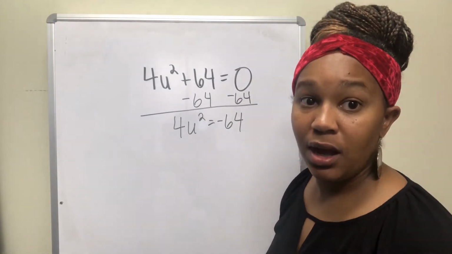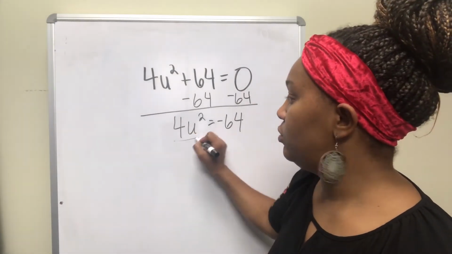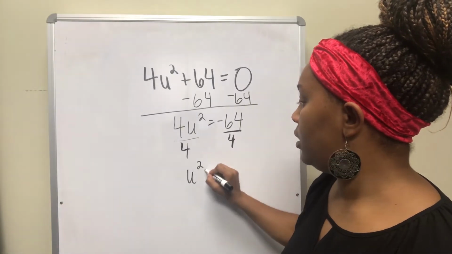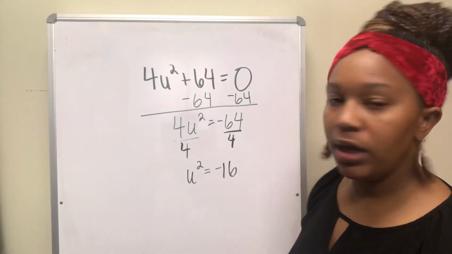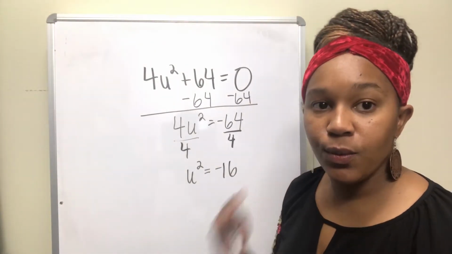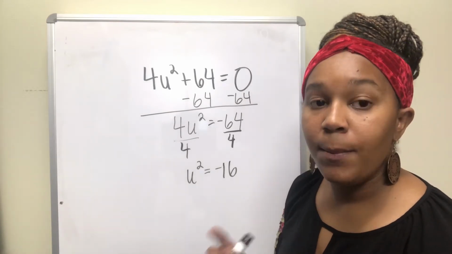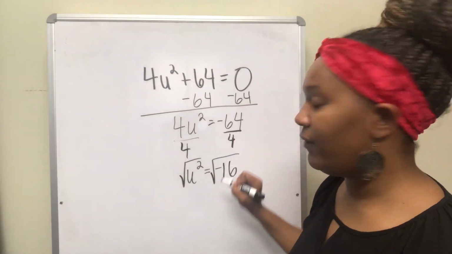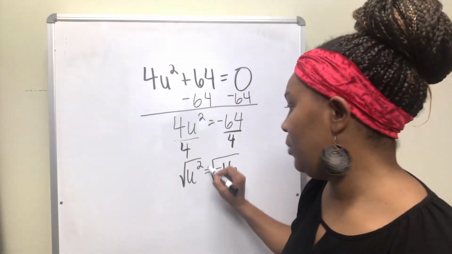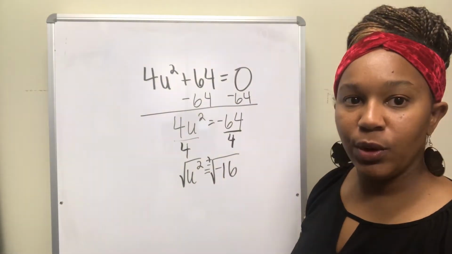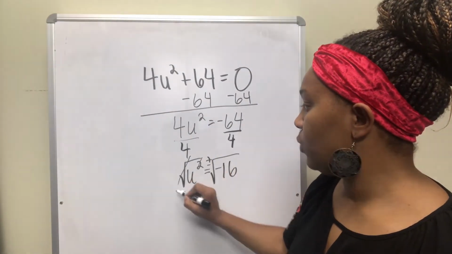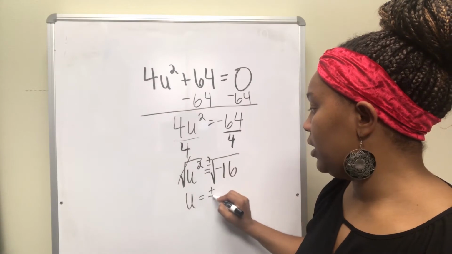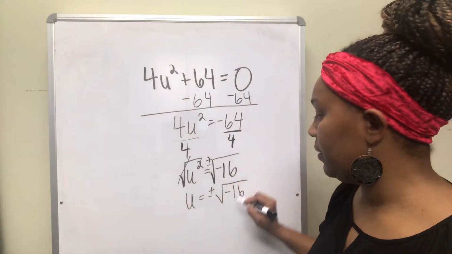So since that's 4 times u squared, you have to do the opposite of multiplication, which is division. So you get u squared equal negative 16. Now get rid of the square on the u by taking the square root of both sides. And remember, whenever you take the square root, you have to take the positive and negative square root. So the square and the square root cancel on the left. That's u, and you get plus or minus the square root of negative 16.